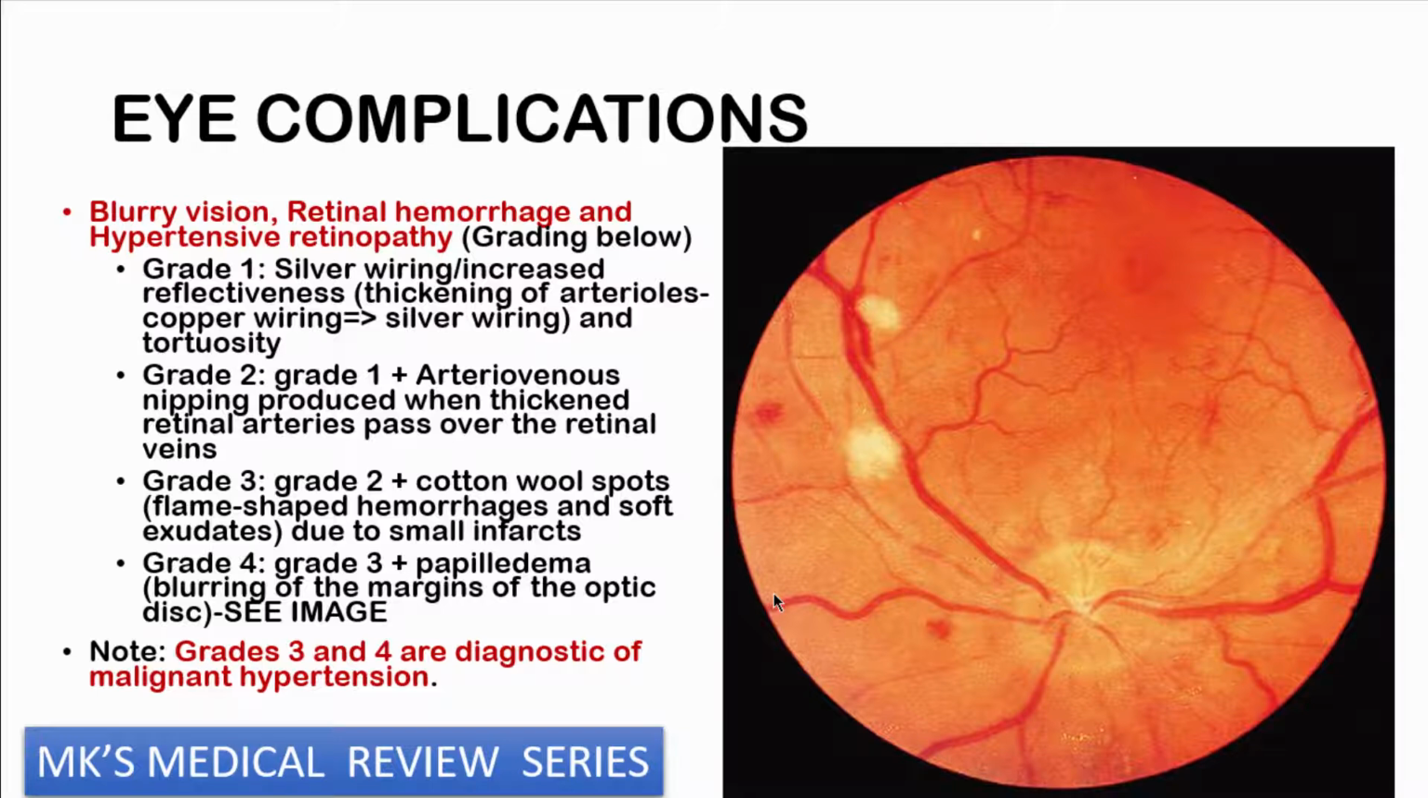Then grade 2 is whatever you had in grade 1, plus you're going to be having this arteriovenous nipping, which is often produced when you have thickened arteries that are passing over the veins.